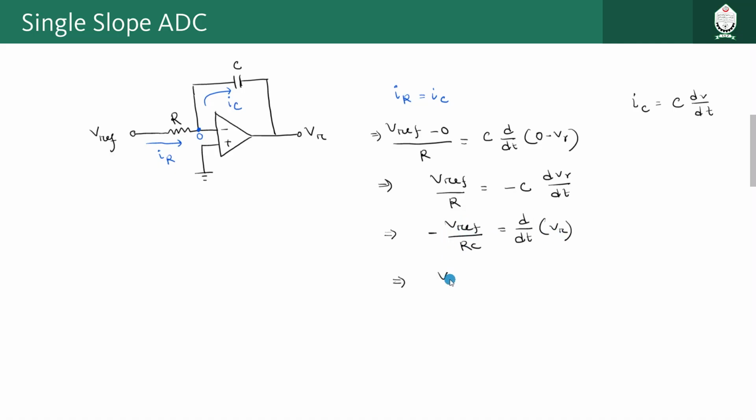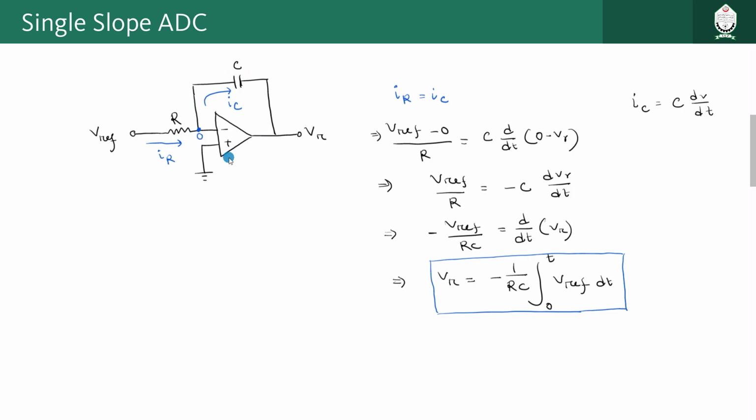So VR should be equal to what? Minus 1 by RC, because these are constant, we can keep it outside, and integration from 0 to T should be Vref into dt. So this is the final formula for our output voltage of this device, right?